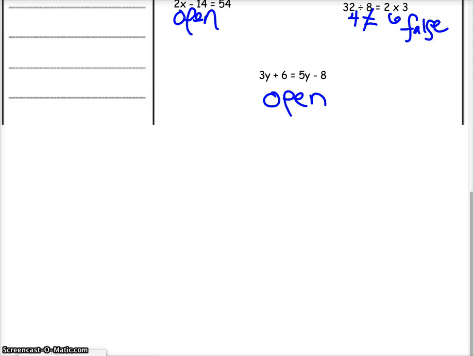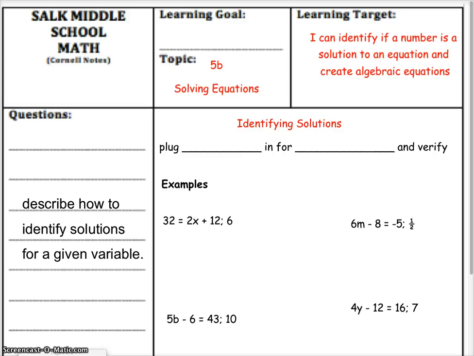Okay, do you feel like you're okay with that learning target? Perfect. So let's move on to identifying solutions. So the first target, we are given 2 expressions, and then we see if they're equal to each other. Here I'm given an equation, and then I have to plug a value in to see if it's true or not. So what we want to do is plug the number in for the variable, and then verify.